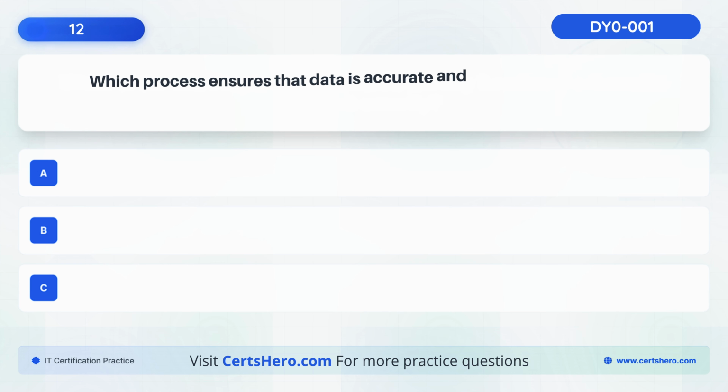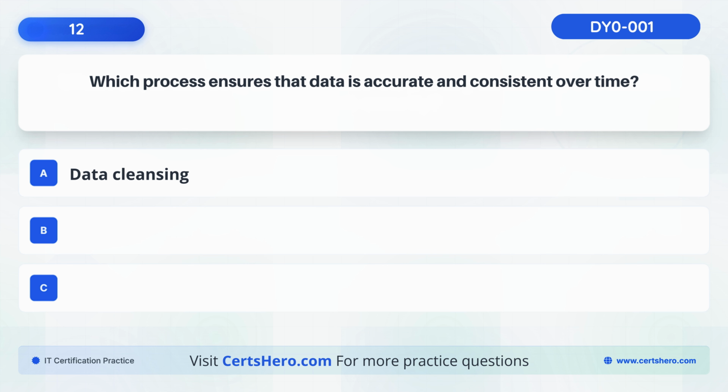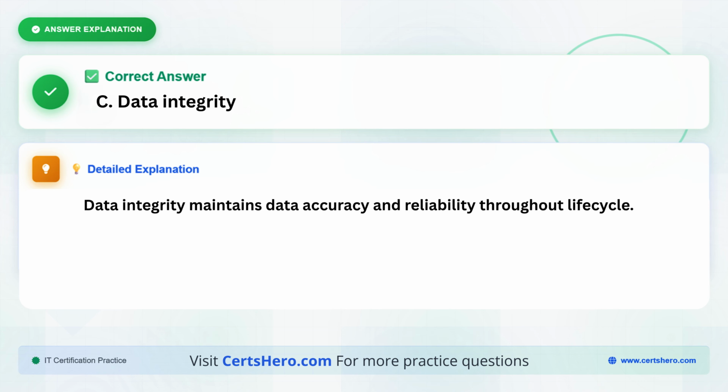What process ensures that data is accurate and consistent over time? A. Data cleansing. B. Data validation. C. Data integrity. Correct answer is C. Data integrity. Data integrity maintains data accuracy and reliability throughout the lifecycle.